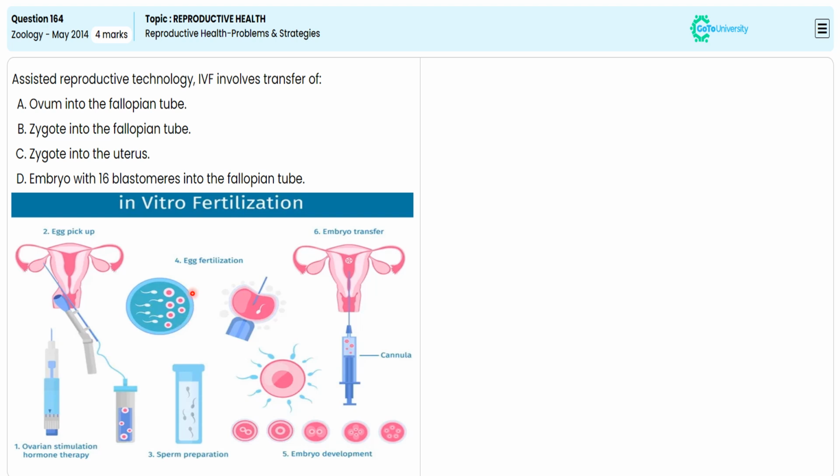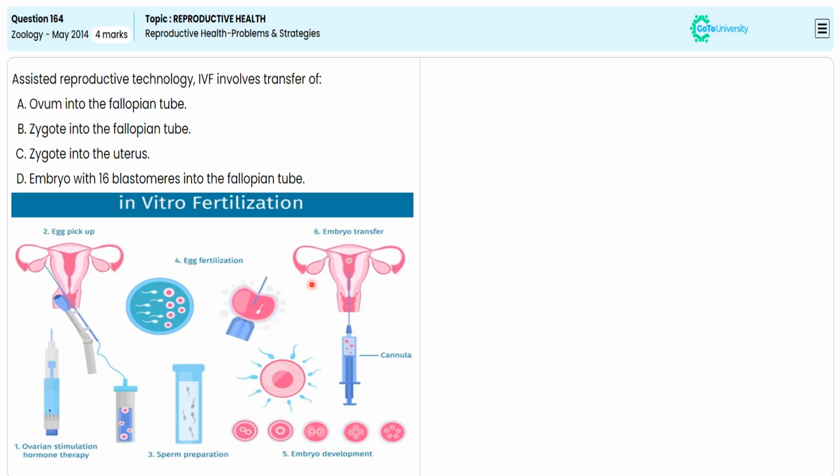With this specification, we choose option B as the correct answer to secure 4 marks, after avoiding options A, C and D. Why? Because options A, C and D do not satisfy the criteria of in vitro fertilization, unlike option B. So we choose option B as the correct answer to secure 4 marks.